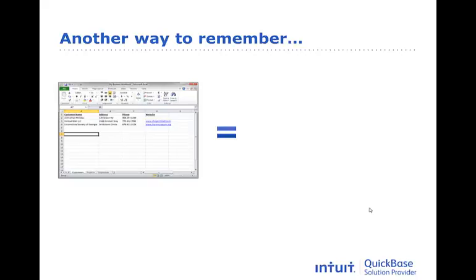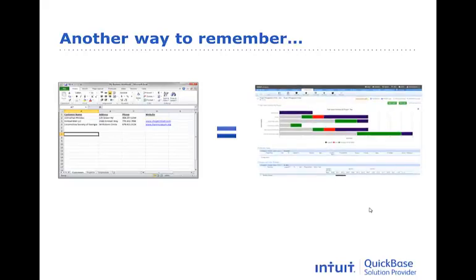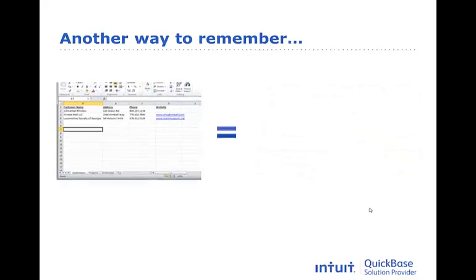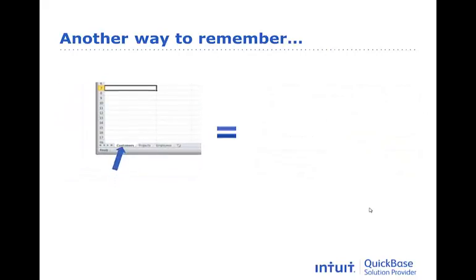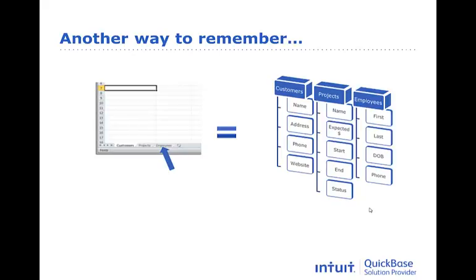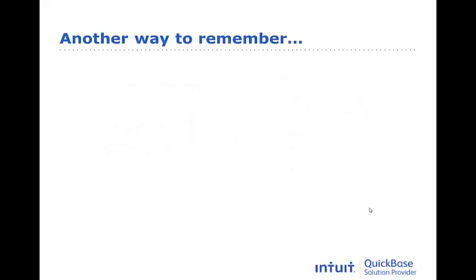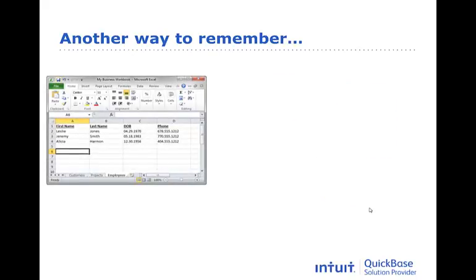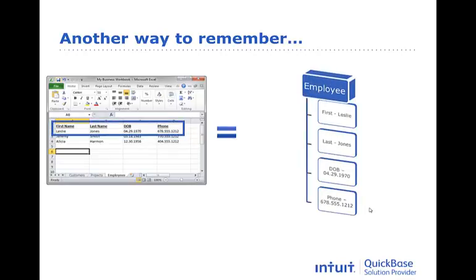If you are familiar with Microsoft Excel, you can relate these components in this way. The Excel file or workbook would correspond to the QuickBase application. Each worksheet within the workbook would correspond to a table within the application. Each column within the worksheet would correspond to a field on the table, and each row within the worksheet would correspond to a record on the table and would hold the data being tracked.